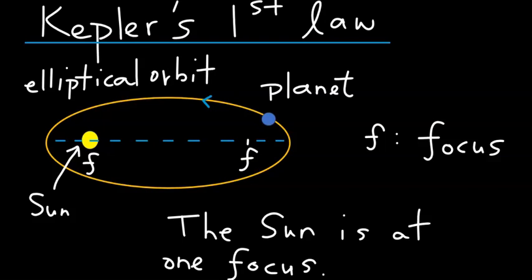In this diagram, you have a planet that is moving around a Sun here in an elliptical orbit. This F and that F are the foci of this elliptical orbit. Kepler's first law simply states each planet moves in an elliptical orbit with the Sun at one focus of the ellipse. So in this case, the Sun is located exactly at the focus point on the left. So that is Kepler's first law.